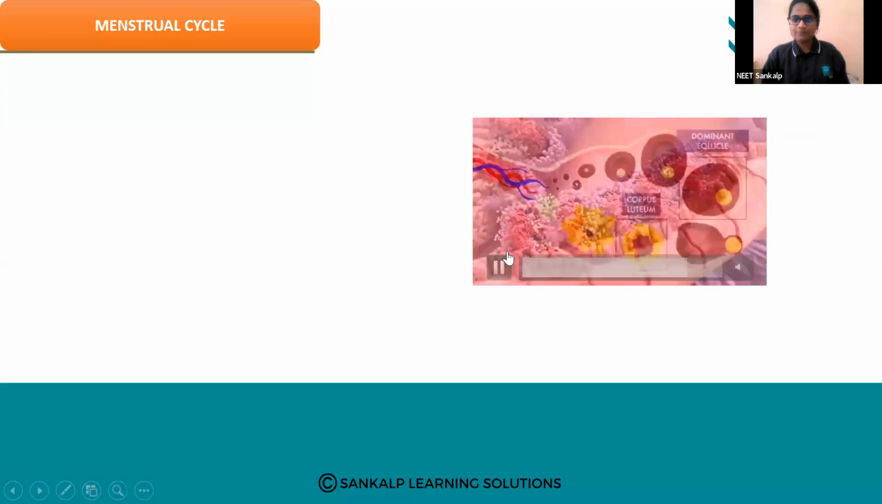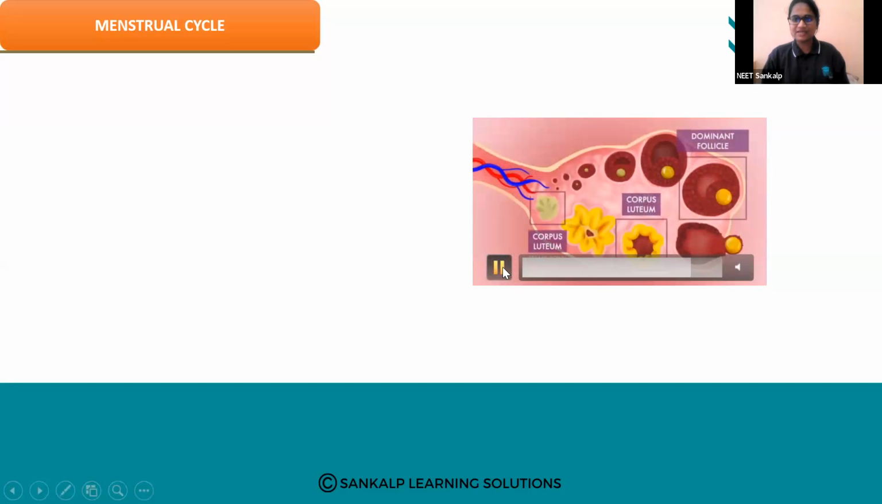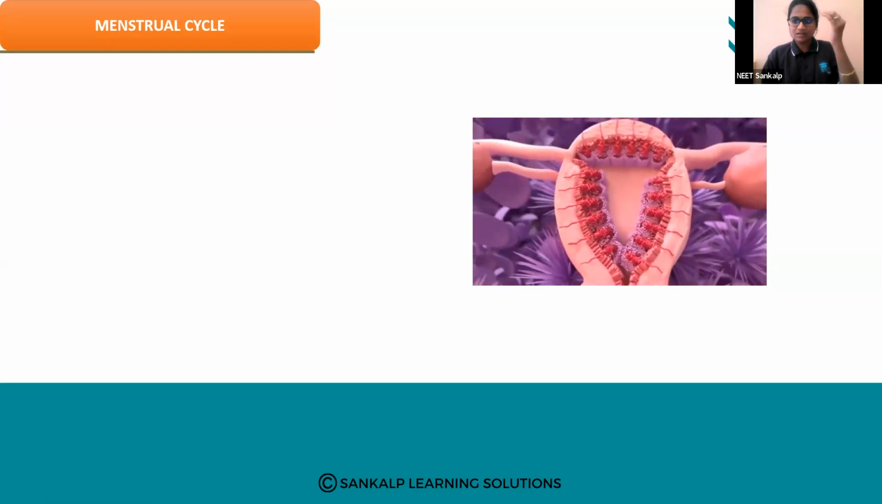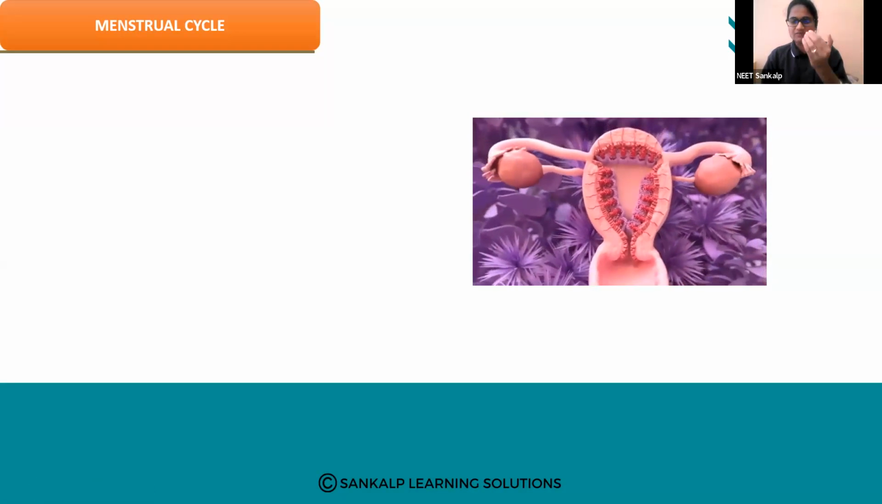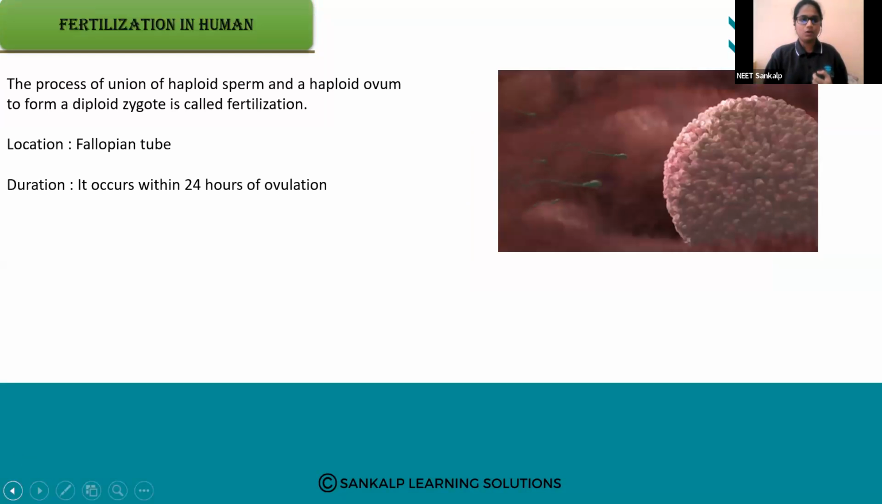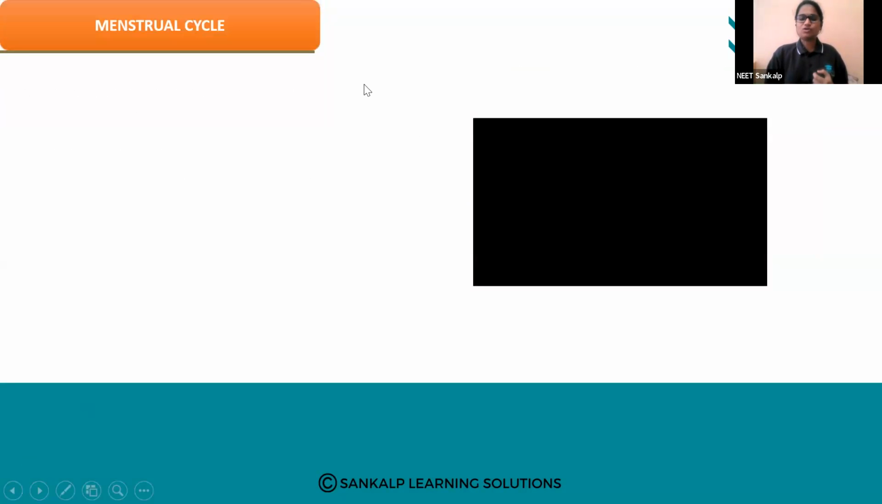If the egg is not fertilized, the blood oozes out. The corpus luteum breaks down, the estrogen level decreases, then the endometrial lining sheds and the menstruation cycle begins. So like this, the menstruation cycle occurs in human beings, that is in females. I hope this concept is understood. Did everyone understand?